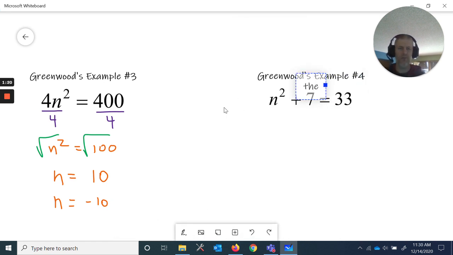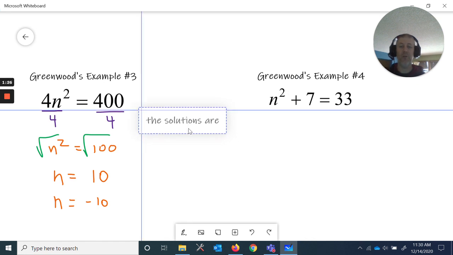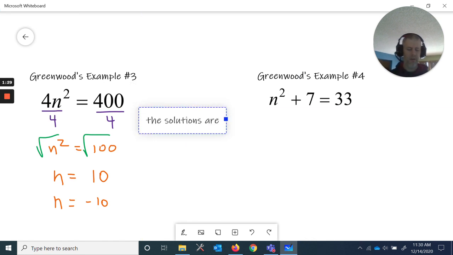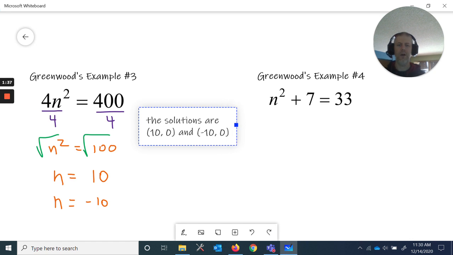So just a reminder, we're writing our solutions as ordered pairs, just as we think about maybe graphing these at some point. So the solutions are 10 comma 0 and negative 10 comma 0.